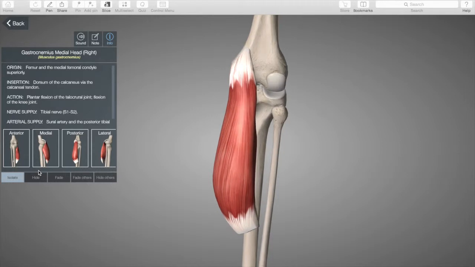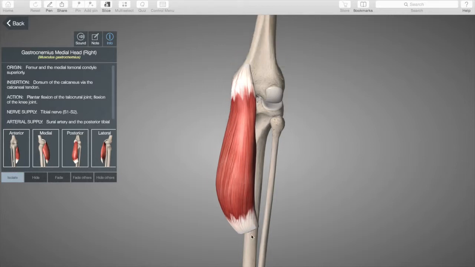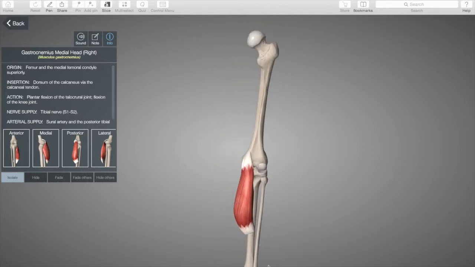from the posterior aspect of the femur and the medial femoral condyle, as well as lateral femoral condyle. They insert on the dorsum of the calcaneus via the calcaneal tendon. This causes a strong plantar flexion force at the ankle joint and is innervated by the tibial nerve, S1 and S2, and its arterial supply is the sural artery and posterior tibial artery.